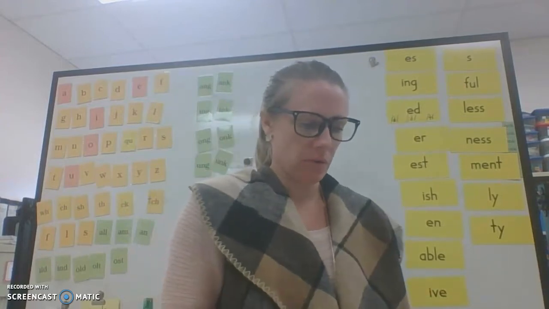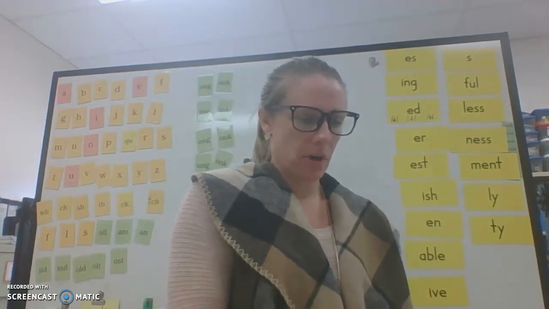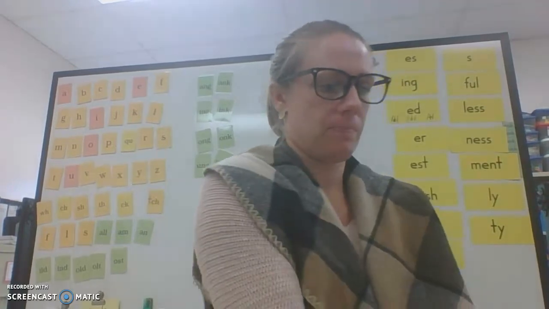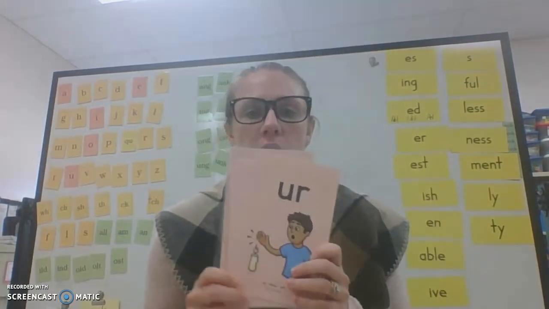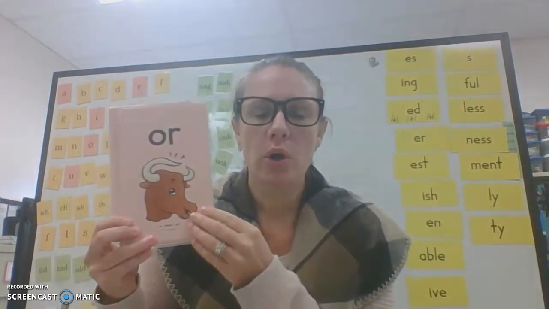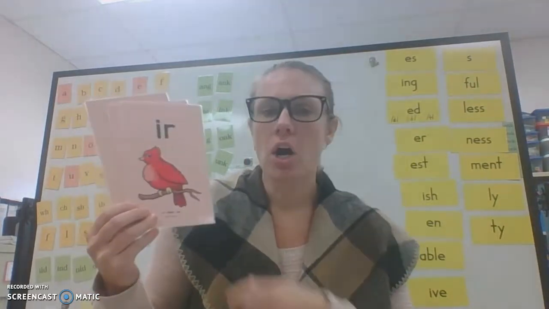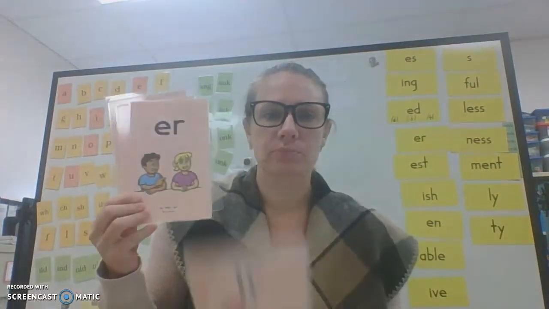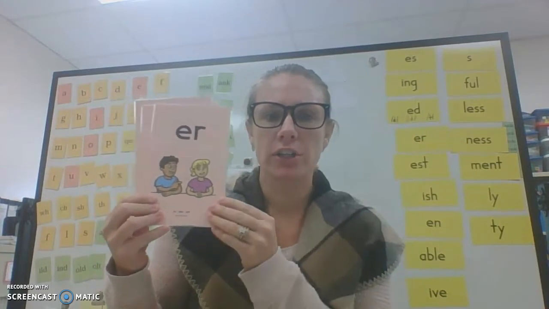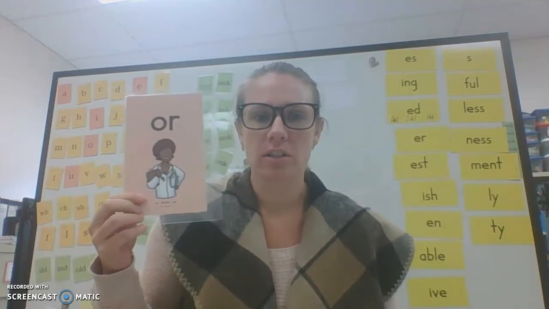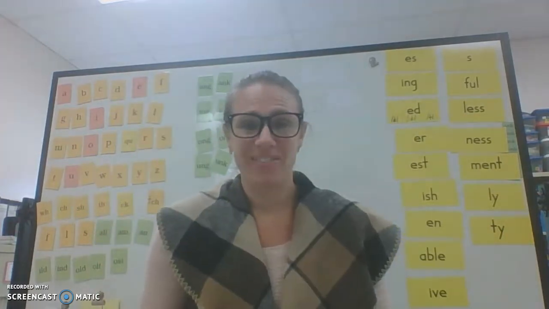Let's pick a few of our R controls to review as well. UR, burn, ur. OR, horn, or. IR, bird. ER, her. AR, car, R. We haven't learned that one yet.